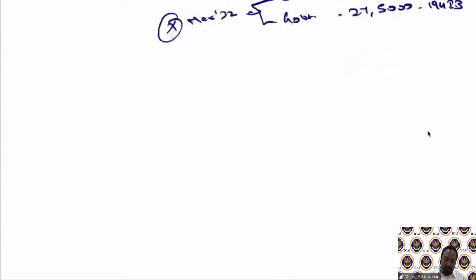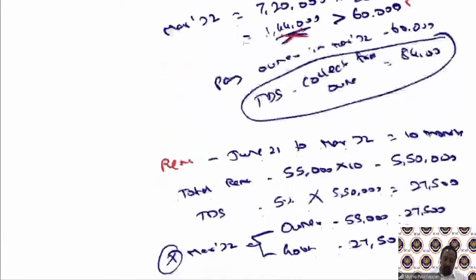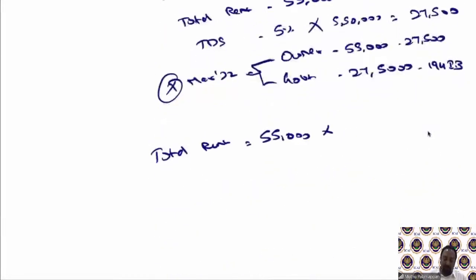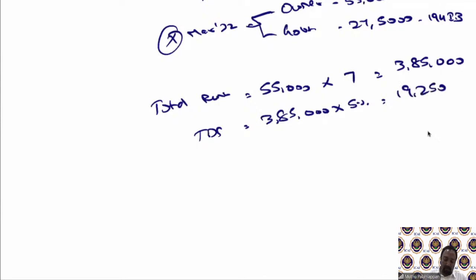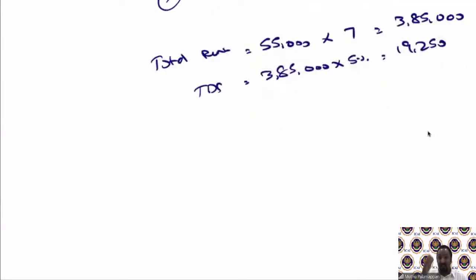We'll repeat this. Total rent will be 55,000. In this case, it will not be 10 months. It will be how many months? 7 months, right? So 350 plus 35, 3,85,000. So TDS will be 3,85,000 into 5%. That is 19,250. Correct? Please correct me on the numbers if I'm wrong.